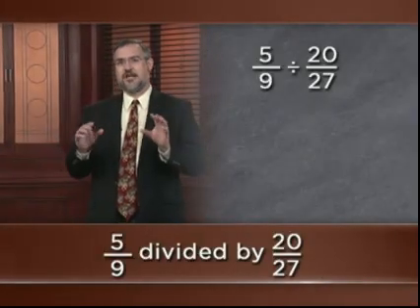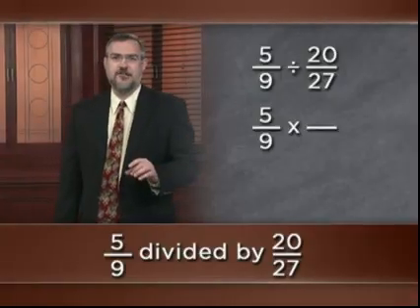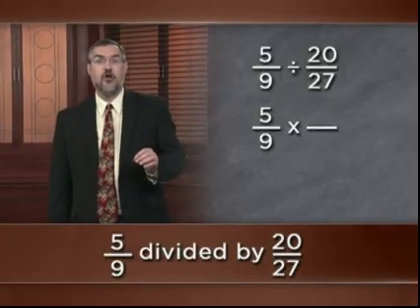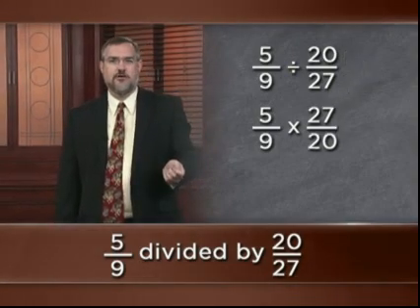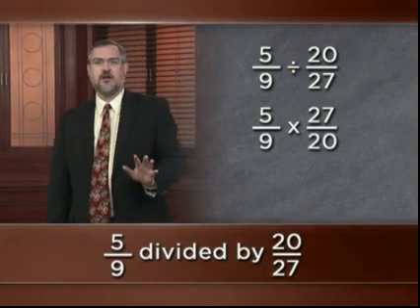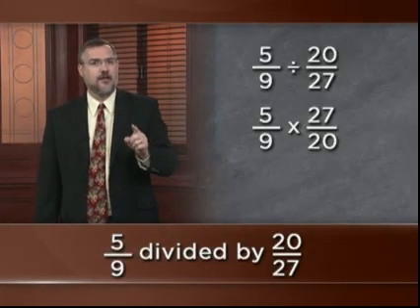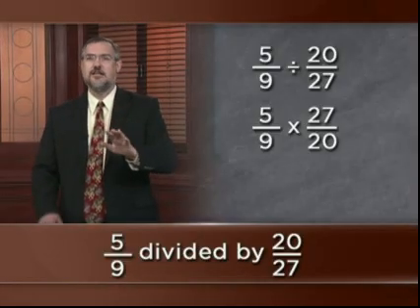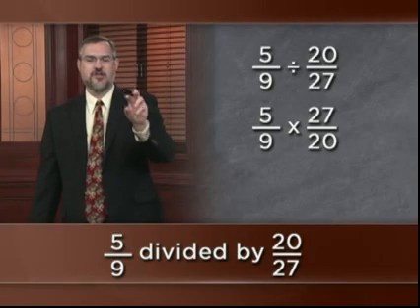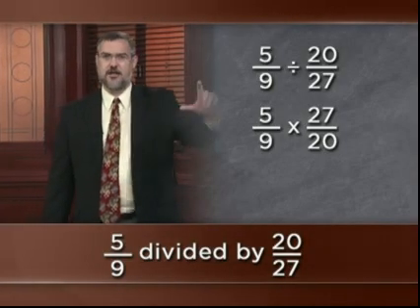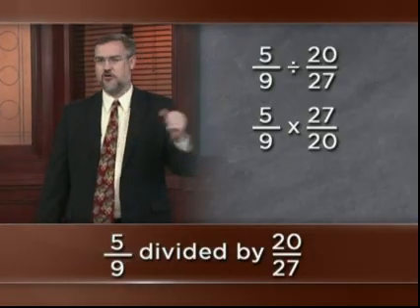Okay, first things first. We've got to replace that division symbol by a multiplication symbol, and then we have to replace the 20/27 with its reciprocal. And once I've done that, the original problem turns into 5/9 times 27/20. Again, notice that the 5/9 did not get changed in any way. That first fraction always just stays the same. It's the second fraction that gets turned into its reciprocal when we switch from division to multiplication.